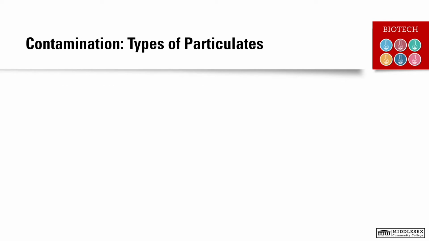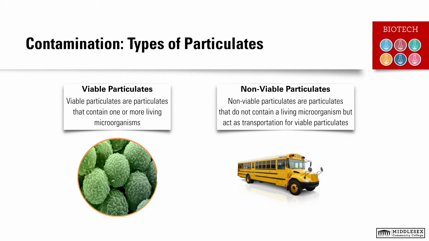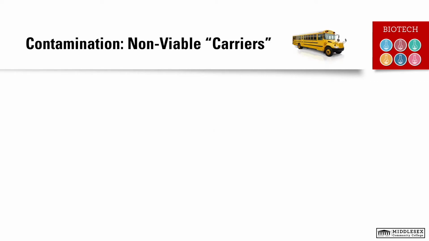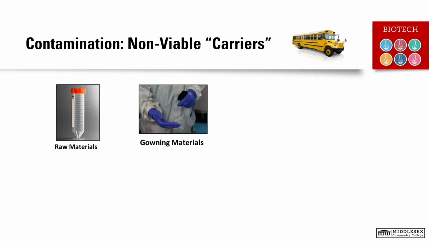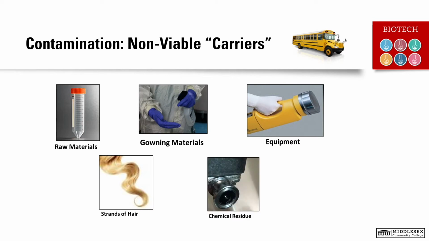There are two types of contamination that could occur: viable and non-viable particulates. Viable particulates are particulates that contain one or more living microorganisms. Non-viable particulates are particulates that do not contain a living organism. Non-viable particulates act as carriers for viable particulates. Examples of non-viable particulates would be your raw materials, gowning materials, equipment, strands of hair, and chemical residue.